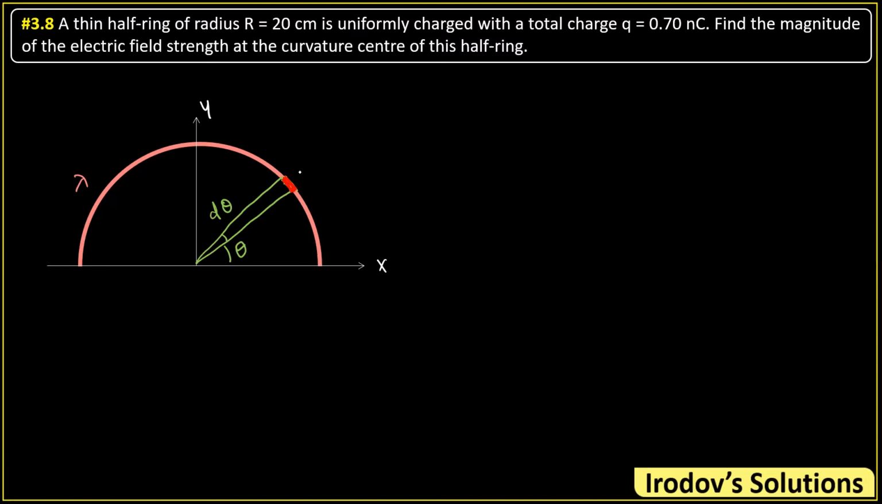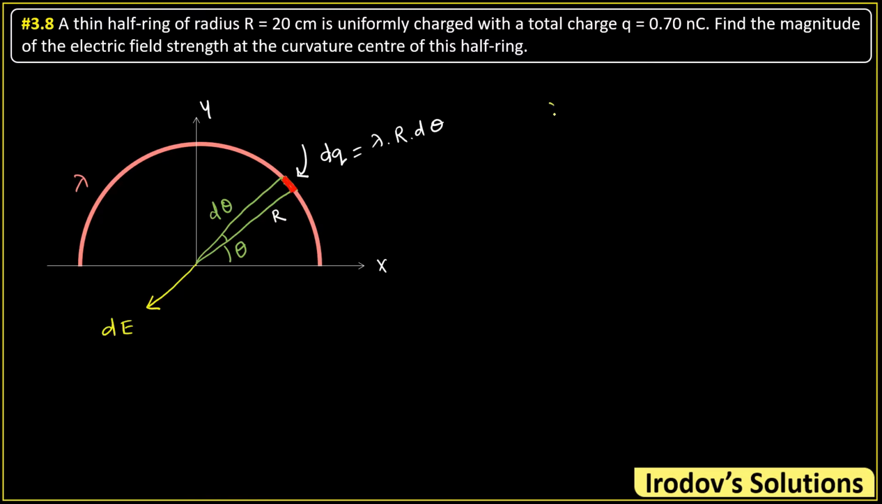So the length of this little part is r d theta, the radius is r. So the charge of this little part, dq, is equal to lambda into r d theta. Lambda is the charge per unit length, that is the linear charge density. Because this little tiny charge would act as a point charge, the electric field at the center would be along this line, radially away from that point charge. Suppose that electric field is dE.